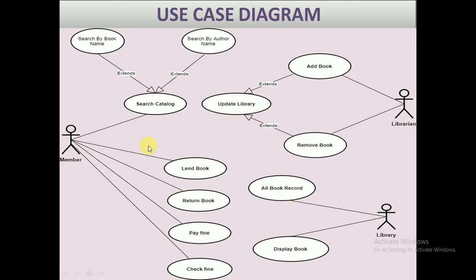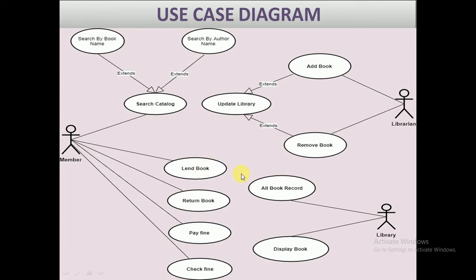Now move to the second actor, member. Member has certain functionality like search catalog, lend book, return book, pay fine and check fine. Let me explain all. Search catalog is associated with the member, and a member can search any kind of book from the catalog. They can search by book name, author name, book title, published date and even on the basis of total number of pages in the book. But to reduce complexity, we have taken two.